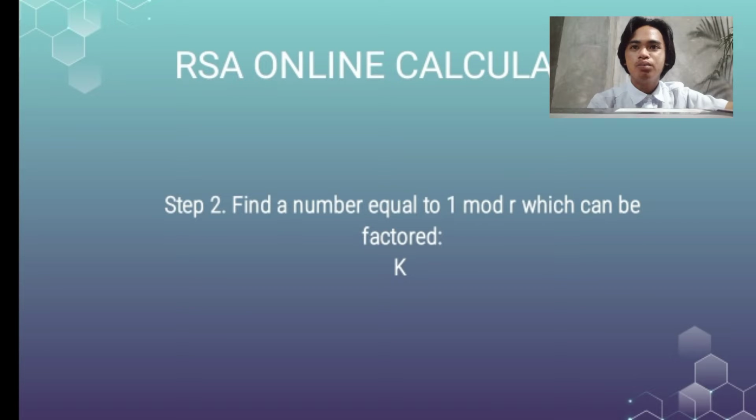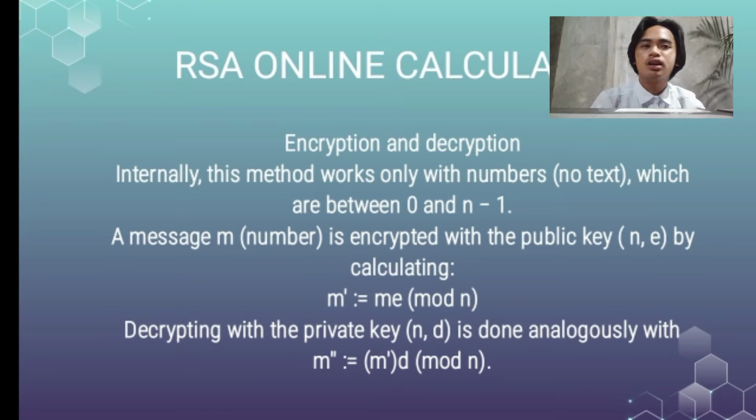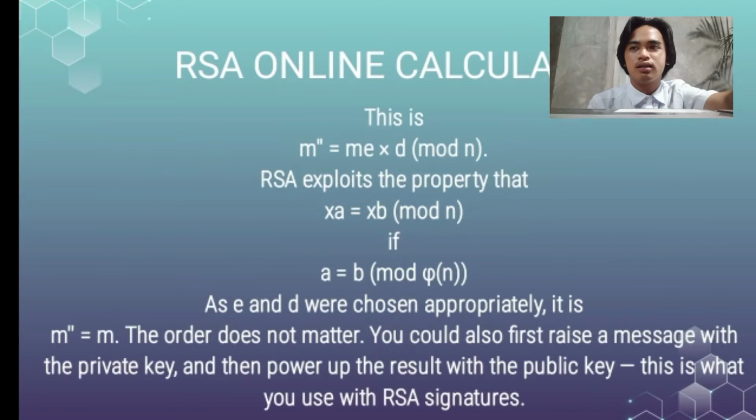Step 2. Find a number equal to 1 mod R which can be factored, k. Encryption and decryption. Internally, this method works only with numbers, no text, which are between 0 and n minus 1. A message number M is encrypted with the public key (n, e) by calculating C equals M^e mod n. Decrypting with the private key (n, d) is done analogously with M equals C^d mod n. This is M equals M^(e times d) mod n.